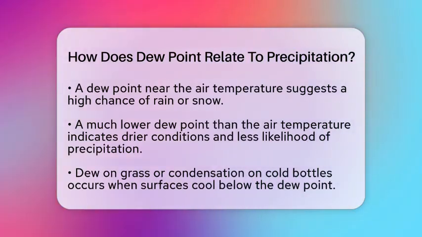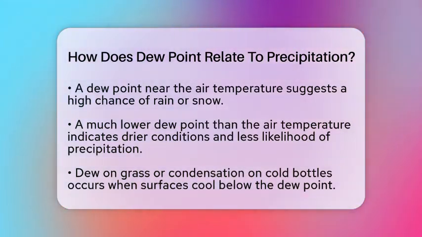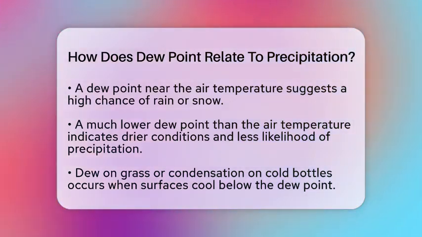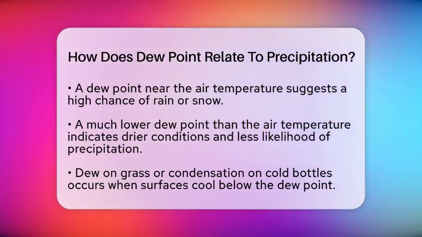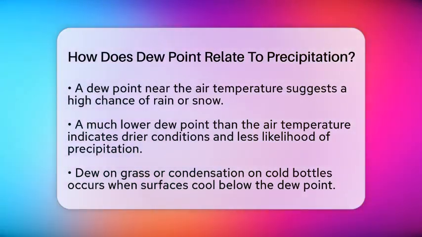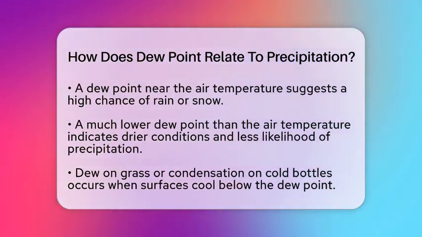If the dew point is close to the current air temperature, the atmosphere is nearly saturated, making rain or snow more likely. If the dew point is much lower than the air temperature, the air is drier, and precipitation is less probable. This is why weather forecasts often mention the dew point. It helps predict whether rain is on the way.